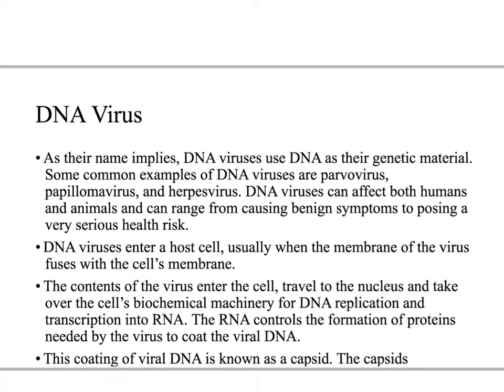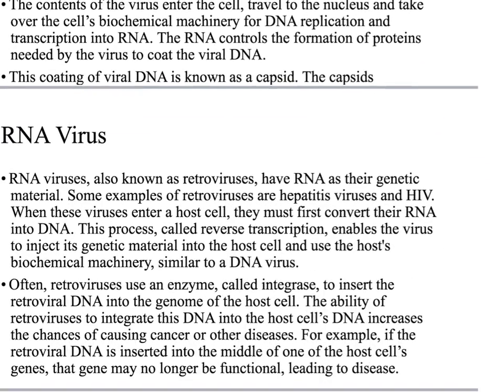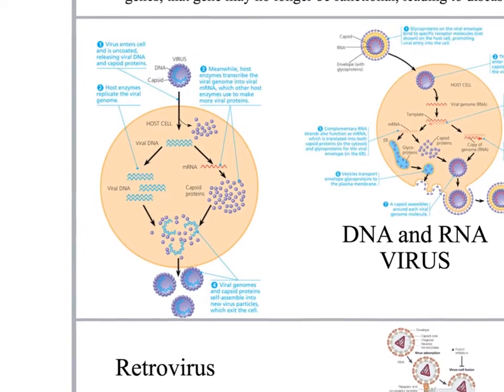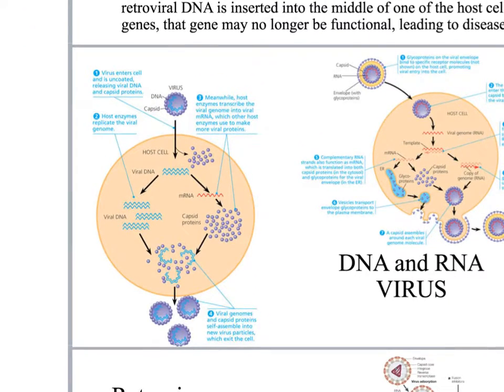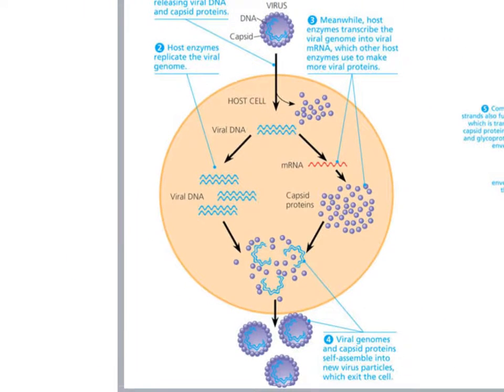You can read this if you want, but I want to go right through the images. So these are DNA and RNA viruses. I already mentioned one of the types of RNA virus. We have two types of RNA virus that I want you to know. One of them is this one, and the other is the one at the bottom that I already told you about. This is how a DNA virus can attack a cell.